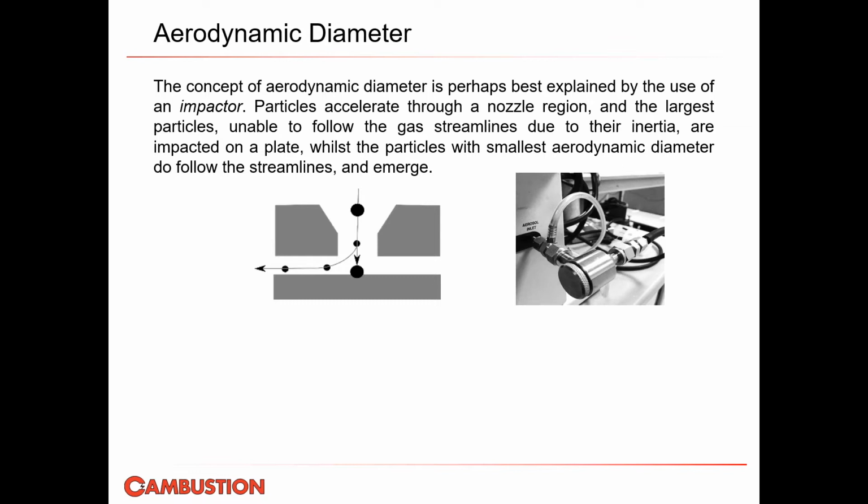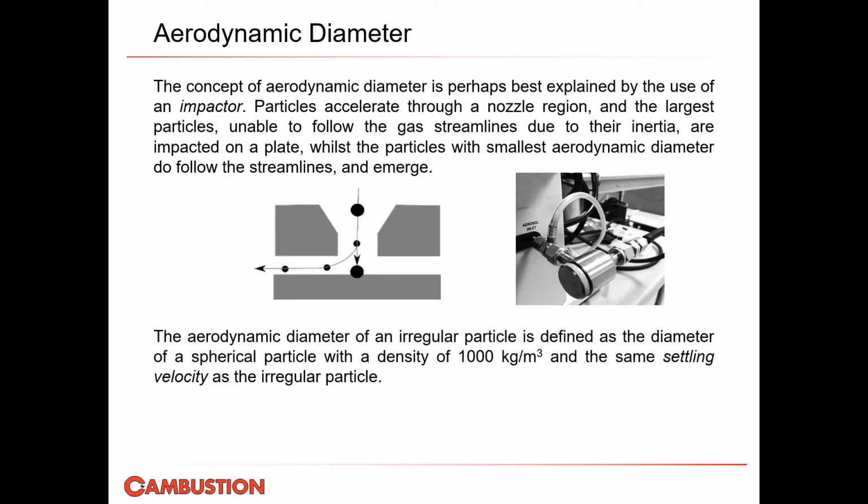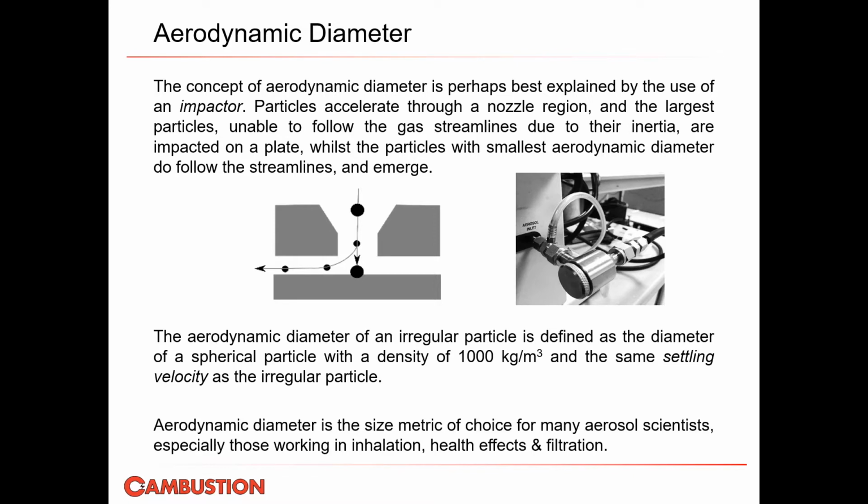The diagram on the right shows an impactor in front of a common DMA, which is used to remove the larger particles before classification. The aerodynamic diameter of an irregular particle is defined as the diameter of a spherical particle with a density of 1,000 kilograms per cubic meter and the same settling velocity as the irregular particle. Aerodynamic diameter is the size metric of choice for many aerosol scientists, especially those working in inhalation, health effects, and filtration.